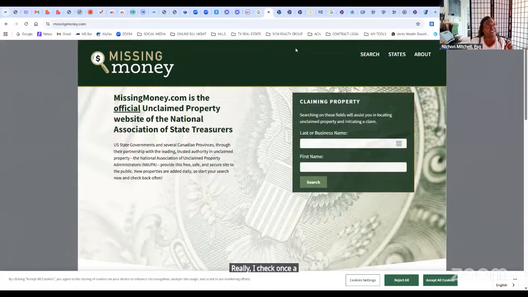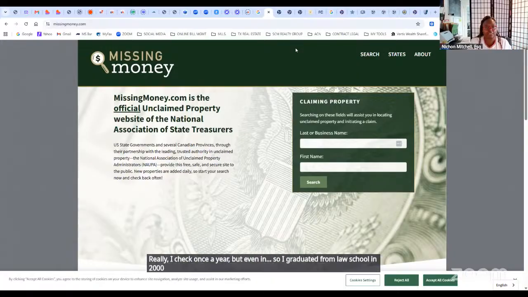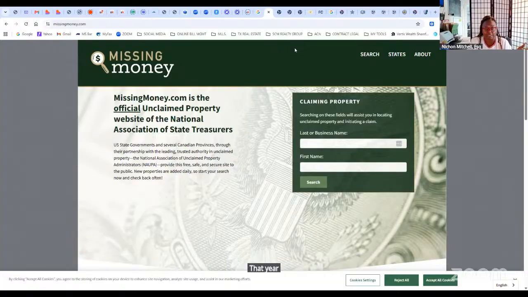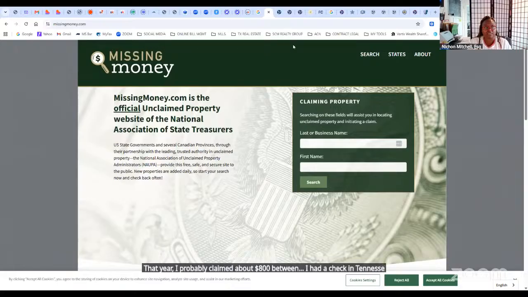I graduated from law school in 2000. In 2018, I found a student loan check from Pennsylvania that I didn't know anything about. And so that year I probably claimed about $800. I had a check in Tennessee, I had a check in Pennsylvania, I had a check in Mississippi. It's old security deposits.